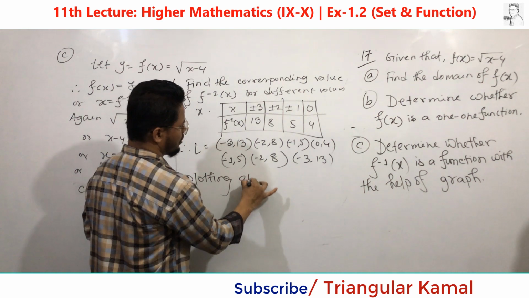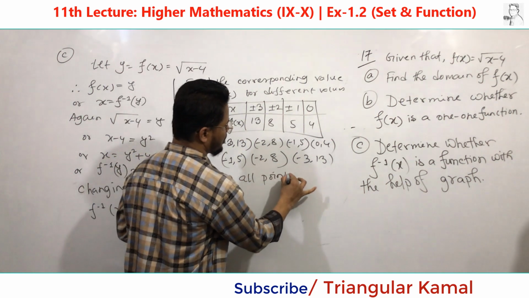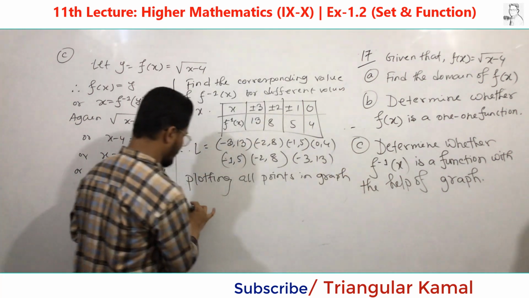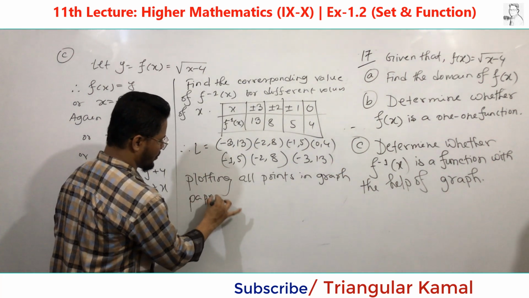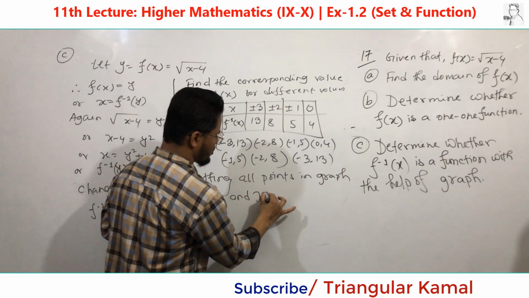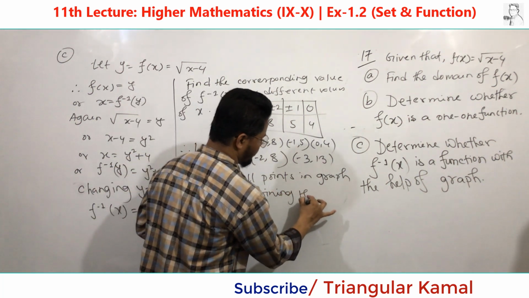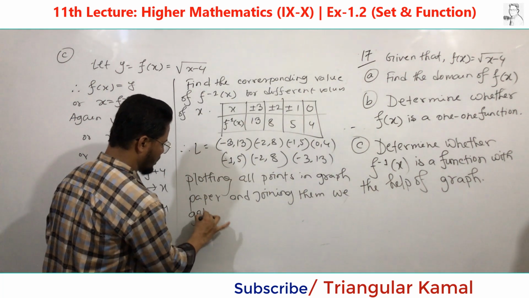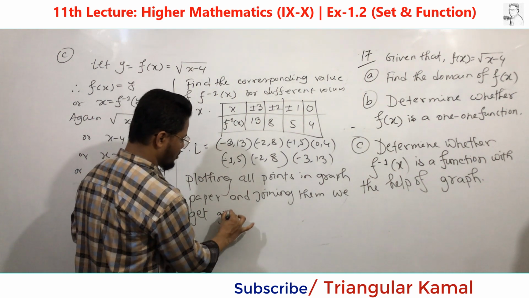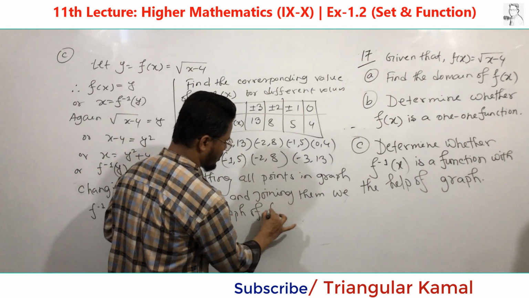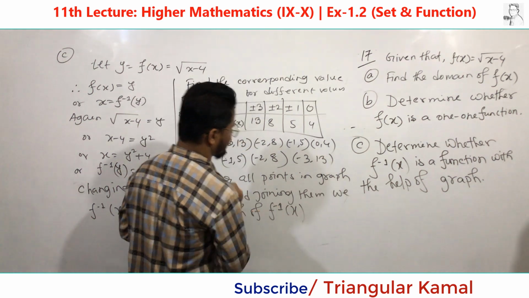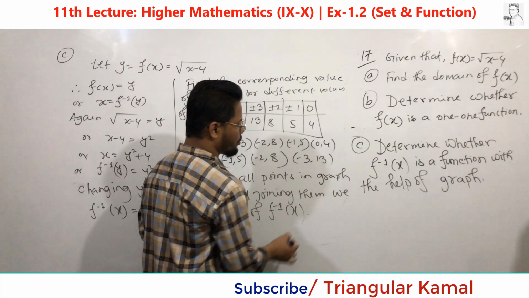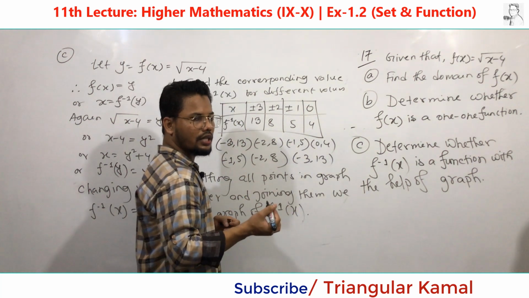Plotting all points in graph paper and joining them, we get the graph of f inverse x. And considering one square unit, the length of one square is 1 unit.